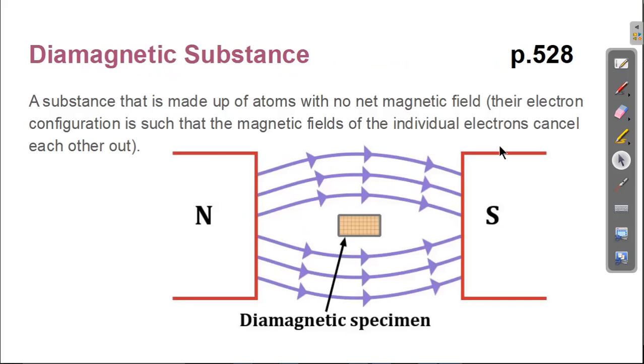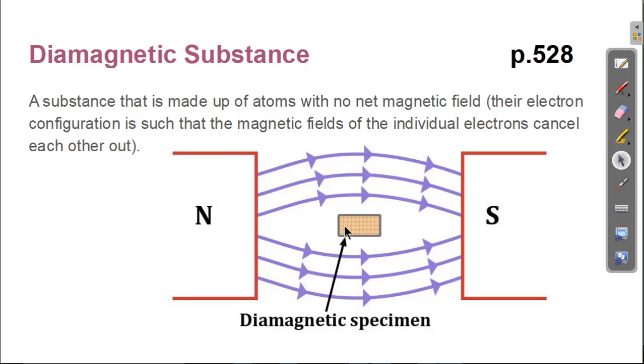Now, let me look at another slide that talks about diamagnetic substances. The definition is on page 528. So when you need to learn your definition, you're going to go to page 528 and read these and memorize. What is a diamagnetic substance? It's a substance that is made up of atoms with no net magnetic field. The atom itself does not have a magnetic field because the electron configuration is such that the magnetic fields of the individual electrons cancel each other out.